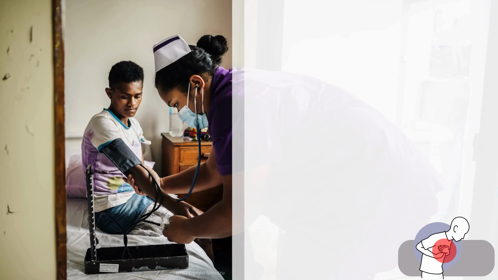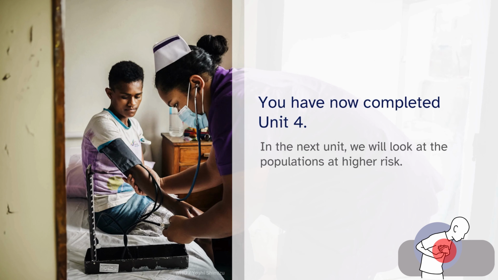You can download the reading materials to get more detail on the associated long-term and short-term health effects of particulate matter, nitrogen dioxide, ozone, and carbon monoxide. You have now completed Unit 4. In the next unit, we will look at the populations at higher risk.